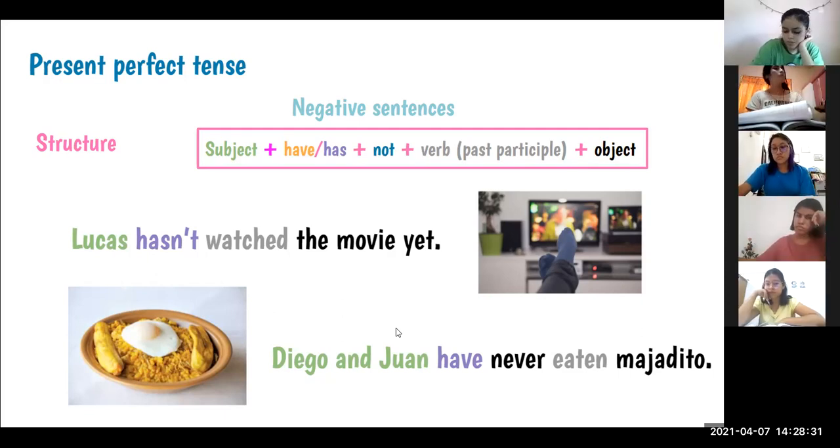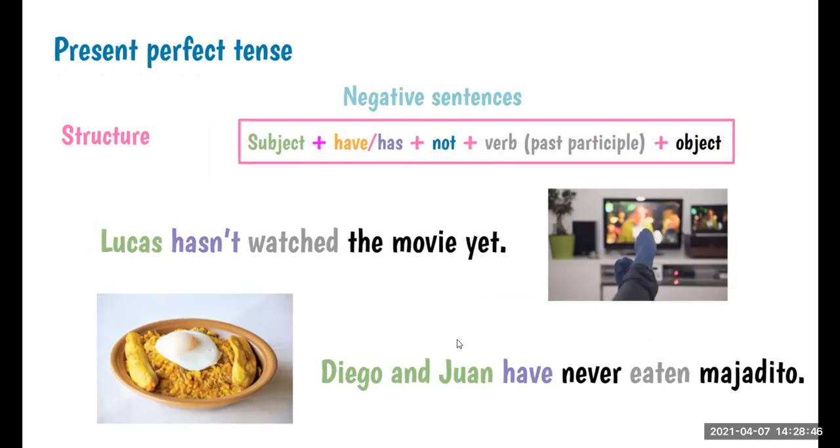I haven't broken a mirror in my life. Okay, this is another expression that you can use: in my life. I have never done this, okay? Good, let's continue. Let's go with the question form, okay?